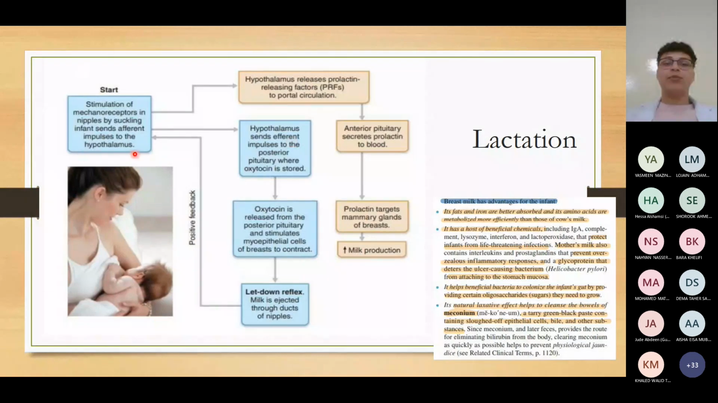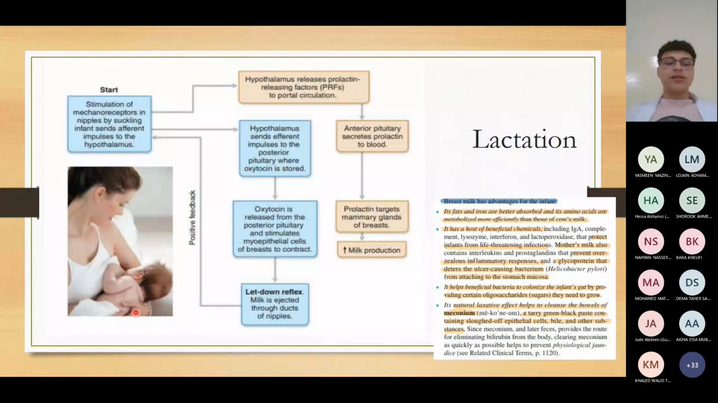It's very, very important because 100% you guys are going to be asked about it: lactation. How does lactation, breastfeeding, how does it start? It's very important because 100% questions are going to come from it. First of all, we need a stimulus. For the whole process to start, we need a stimulus.